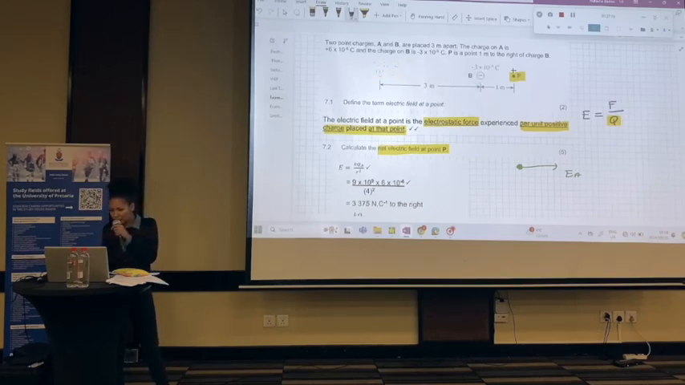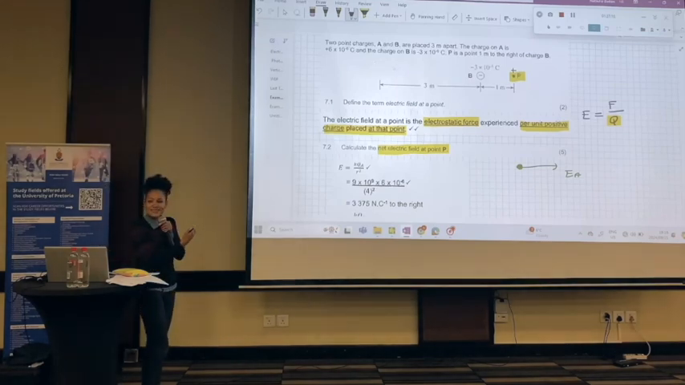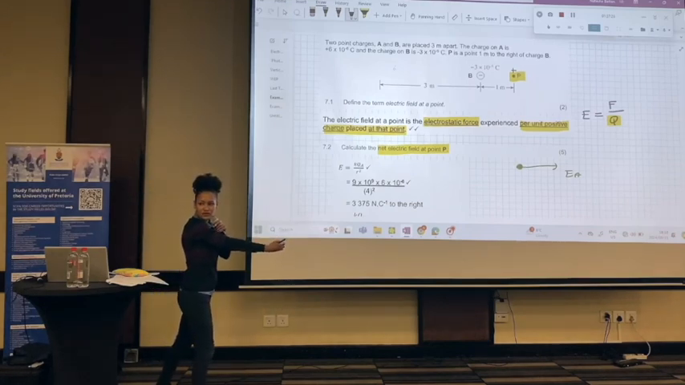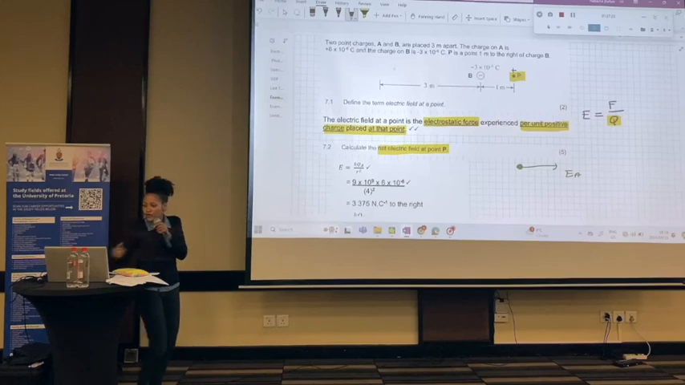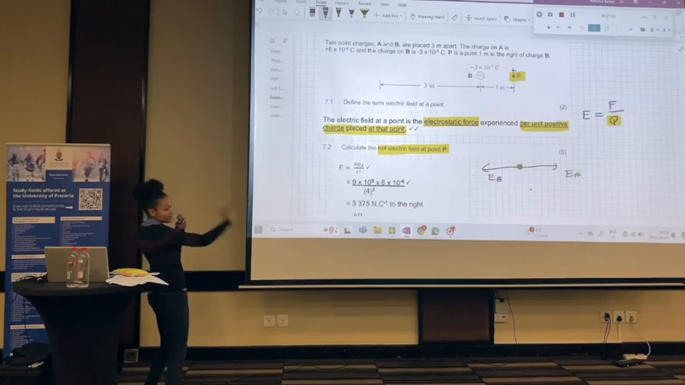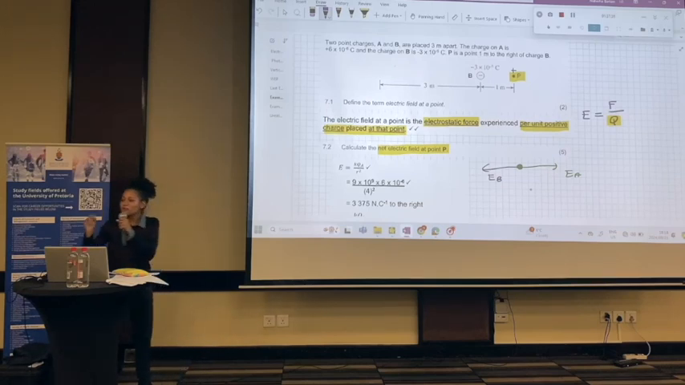I don't need it anymore. I'm done with that guy. I look at B. B is negative. What will B do to the positive test charge? Attract it. So as a result of B, I now show the electric field due to B is going to be that way. Okay, that's the first thing you do.